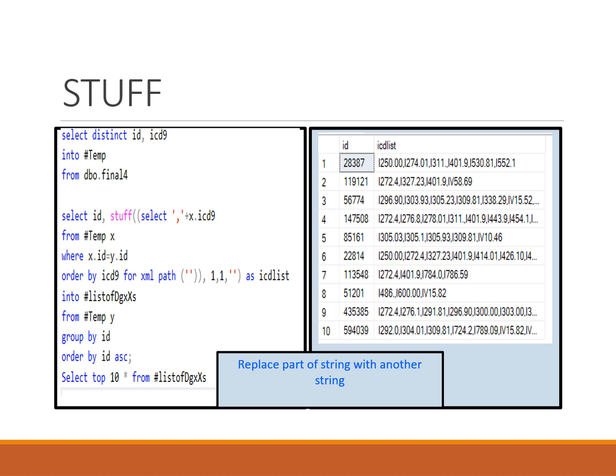This is the concatenation portion. And replacing the first character in the XML path with a comma starting in the first position. The stuff function removes the format of the XML link and changes it to a text format. Note that we're joining the data inside the stuff function with the outside using the where statement and creating a temp file called the list of DGXXS. The query is executed and generates the top 10 unique patients with concatenated ICD-9 codes.